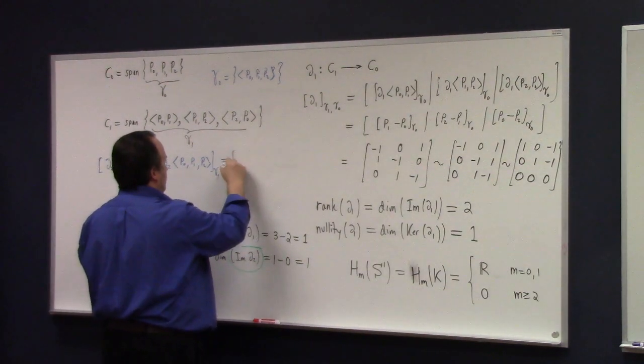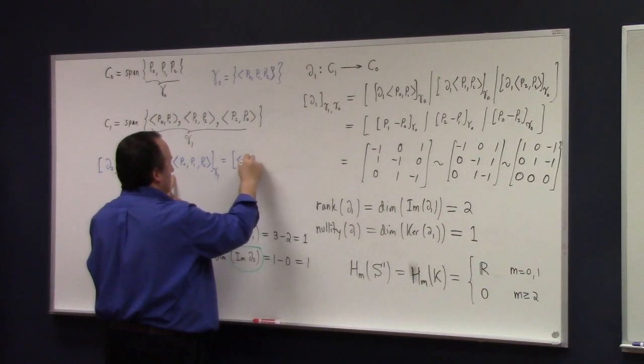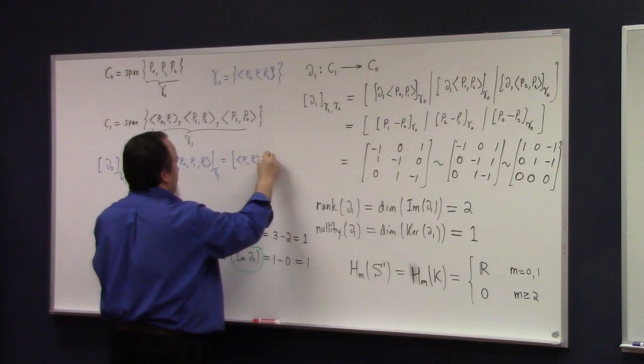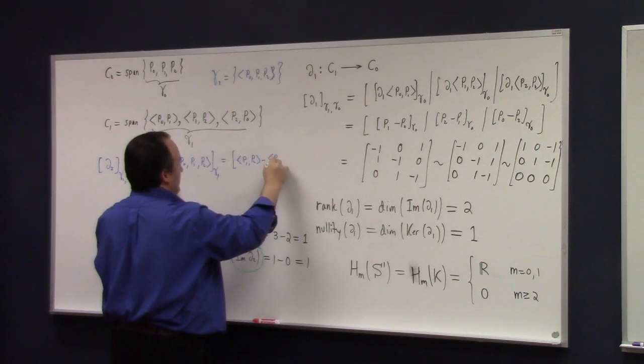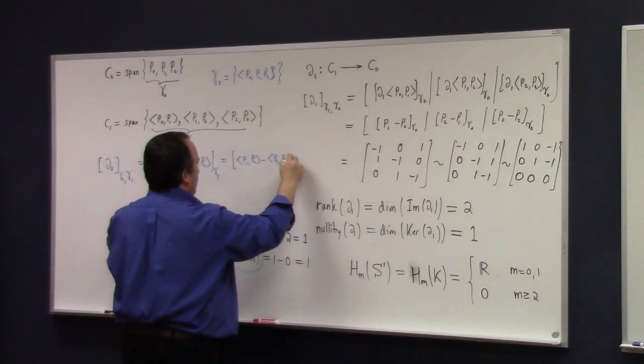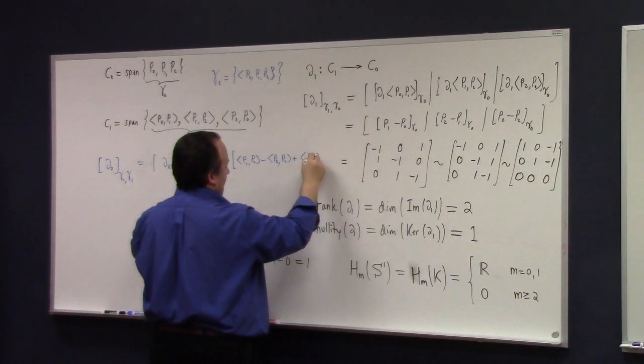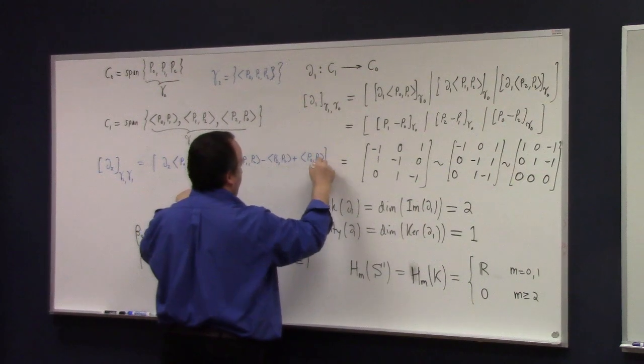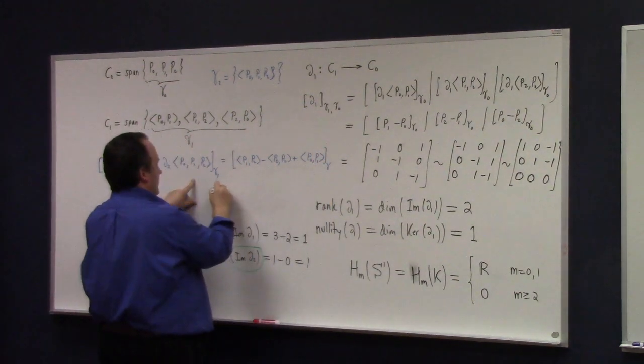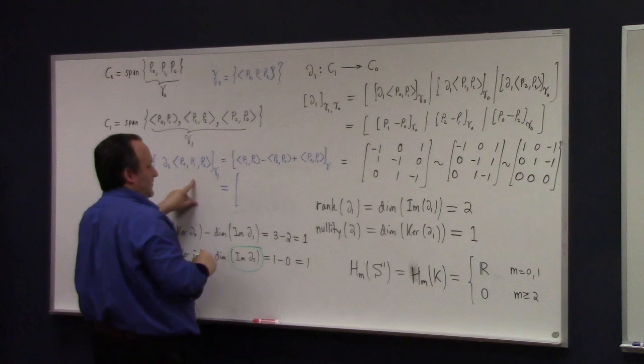All right, so that's the gamma 1 coordinate of what we got here, P1, P2, minus P0, P2, plus P0, P1. All right? And that is explicitly what? A 3 vector.